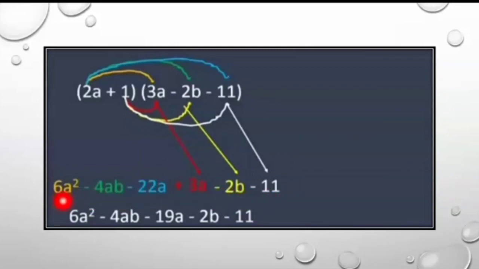Now solve these. 6a square minus 4ab minus 22a plus 3a. These are the like terms. So its answer, minus 22 plus 3, will be equal to minus 19. So this will be equal to 6a square minus 4ab minus 19a minus 2b and minus 11.